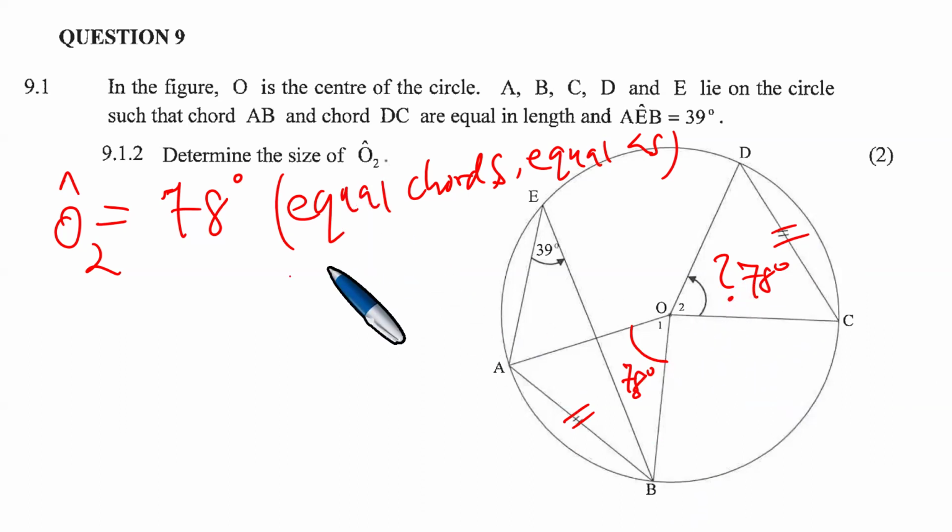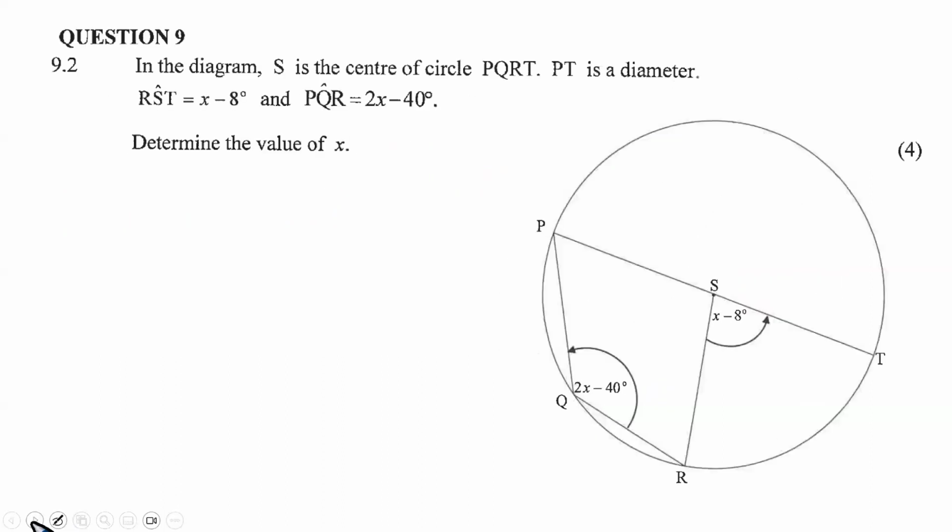So in other words, the angle O2, which the examiner wants us to determine the size of, is this one. It is 78 degrees. Okay, we continue. Next question. This is recorded and you'll have a chance to watch again. For the next one, I need your maximum participation.